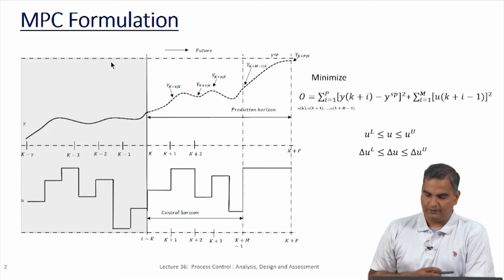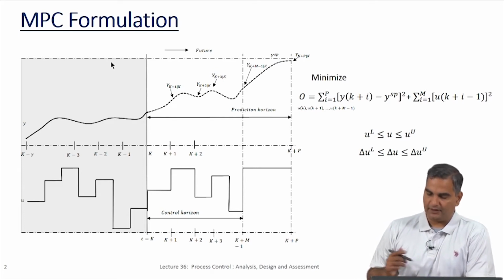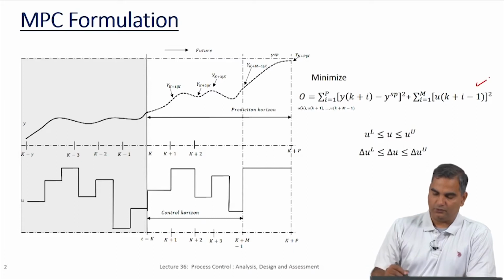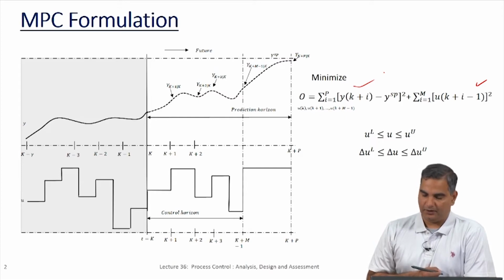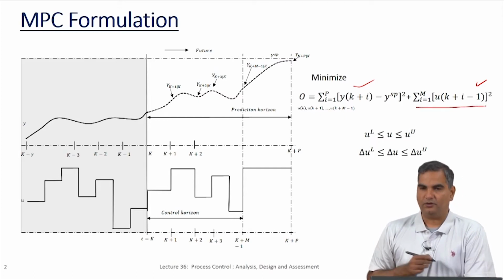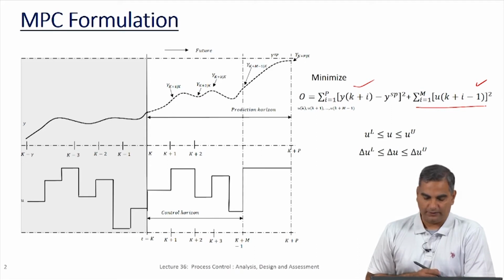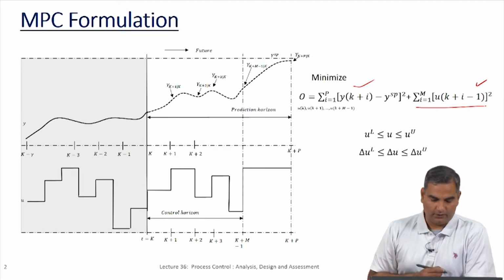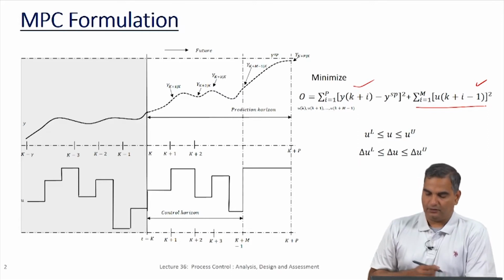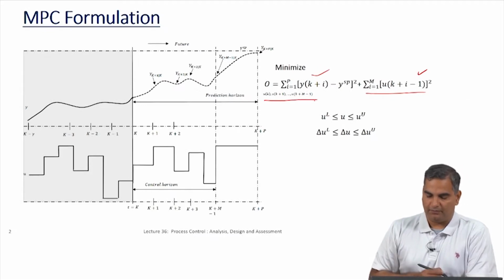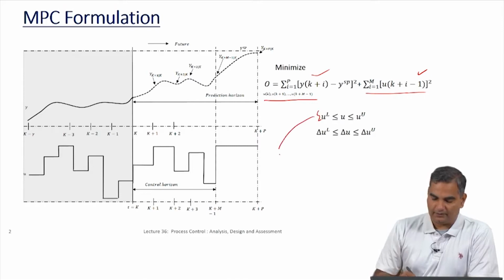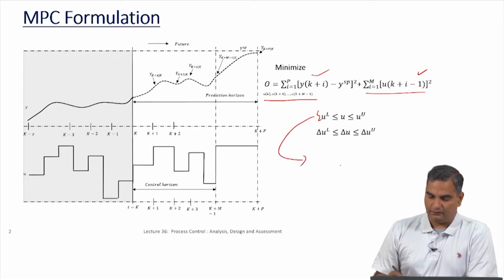Just to recap, we talked about an optimization formulation where I have an objective function which has two terms. The first term has to do with the error in the output when compared with the set point, and this is the term for the control effort that we take while we do the control of these systems. So, that gives you the objective function definition. The decision variables are u k, k plus 1 all the way up to k plus m minus 1, and the constraints are on u and delta u.